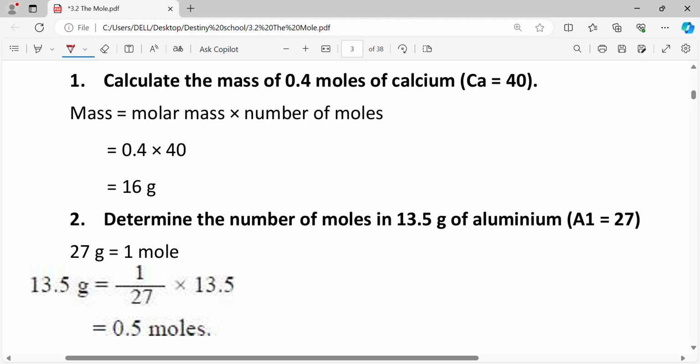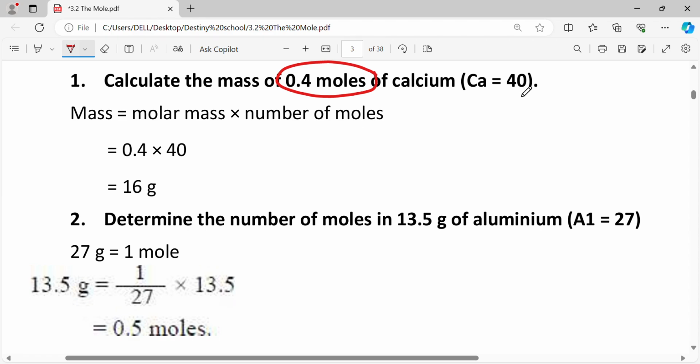Calculate the mass of 0.4 moles of calcium. So in this scenario, we already have the moles of calcium. We want to calculate the mass in grams. What is normally given in the bracket are the molar masses. So we have moles and the molar mass, and we want mass in grams. According to the formulas we wrote before, mass is equivalent to molar mass times number of moles.